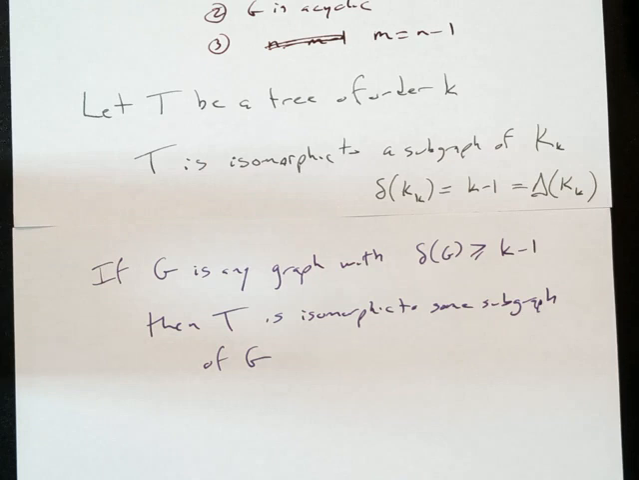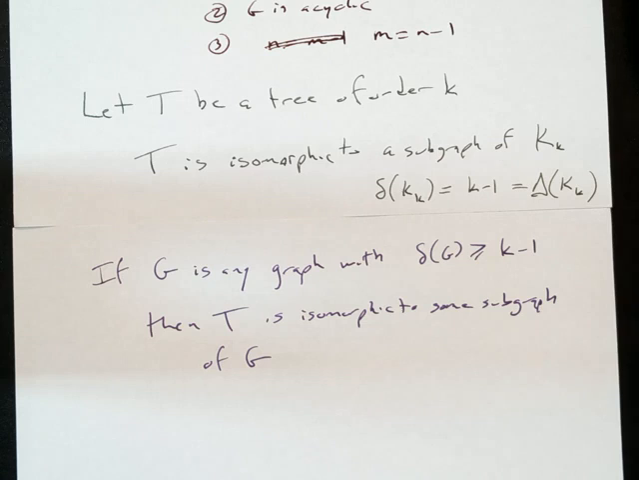Why do I need the minimum degree to be k minus 1? I didn't just pull that out of thin air. There better be a reason for it. T has to have that many edges, right? But it doesn't say anything about the degrees, right?